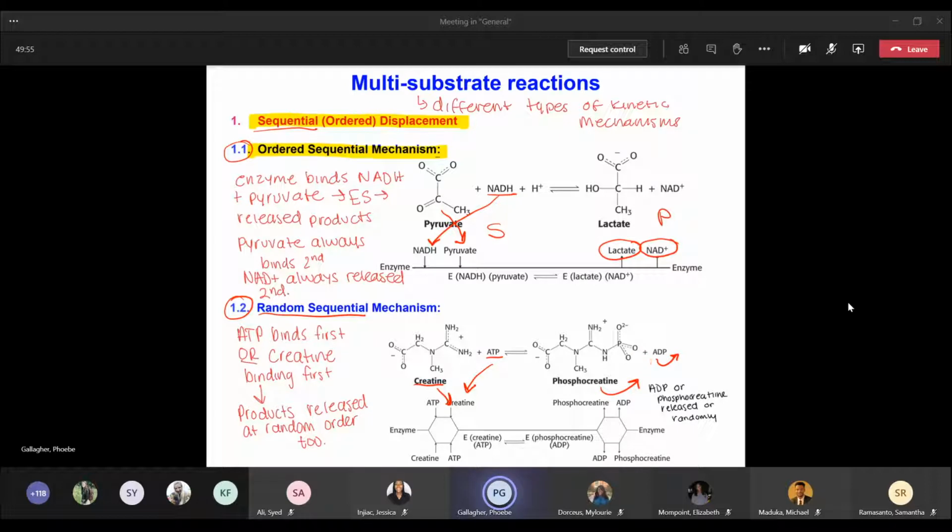But you need to make sure that you understand the difference between random sequential and ping pong is that it's always going to be substrates that enter first and then the products are released. It's just the order of the substrates that enter is different every time. And the order that the products exit is also different every time, so it doesn't really matter.